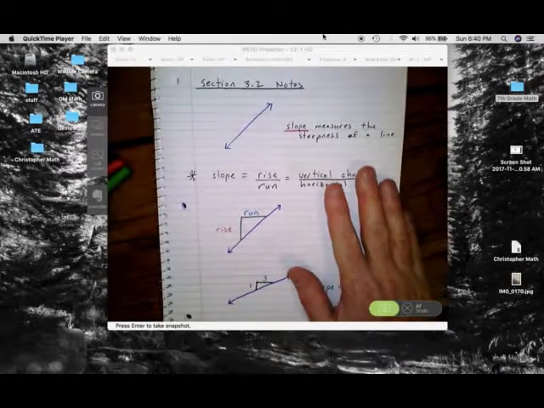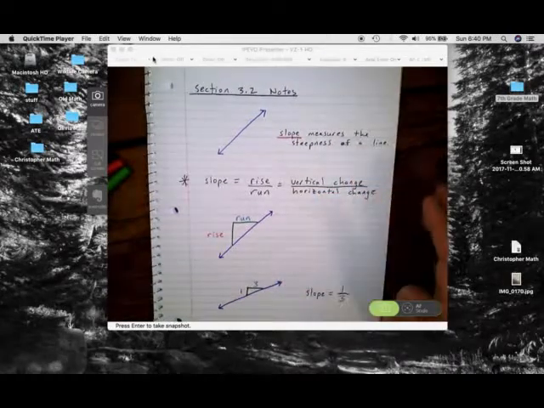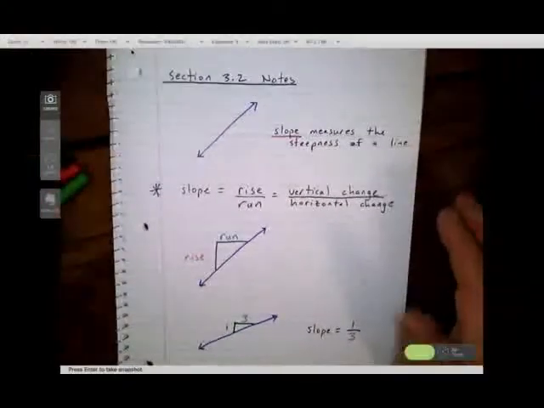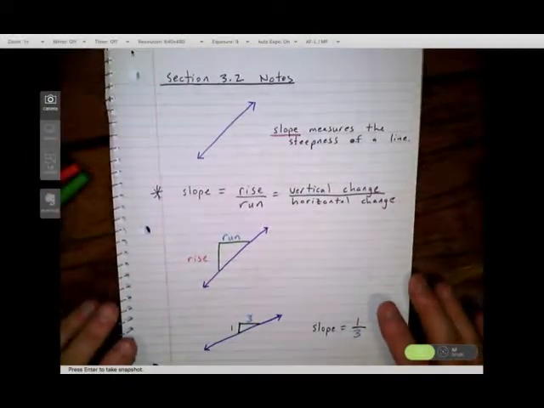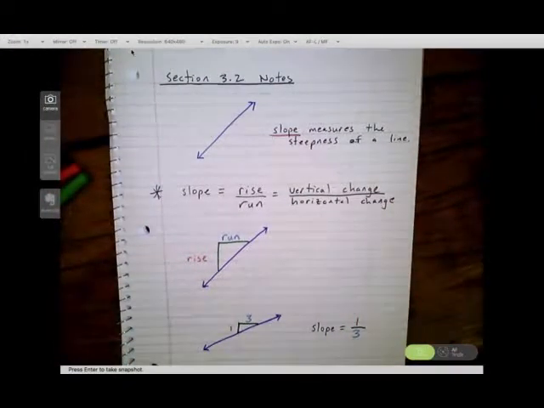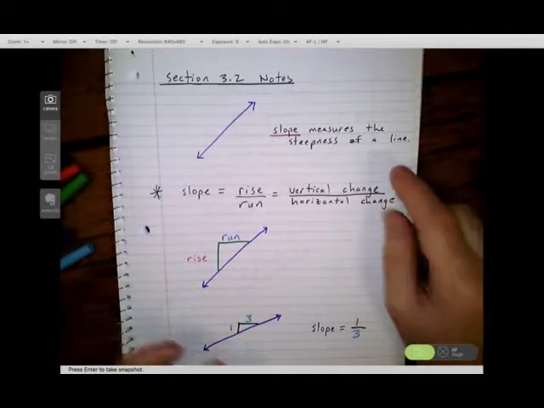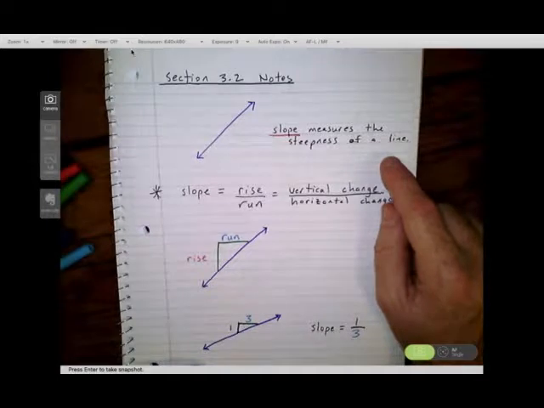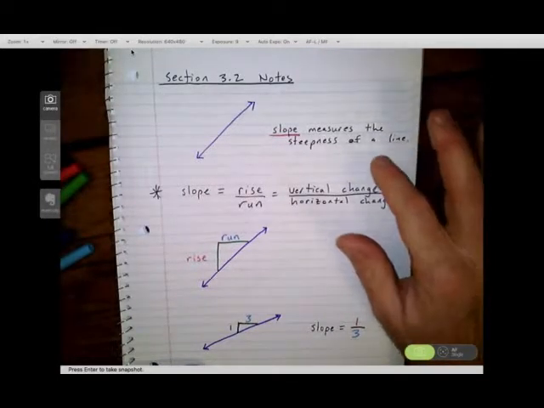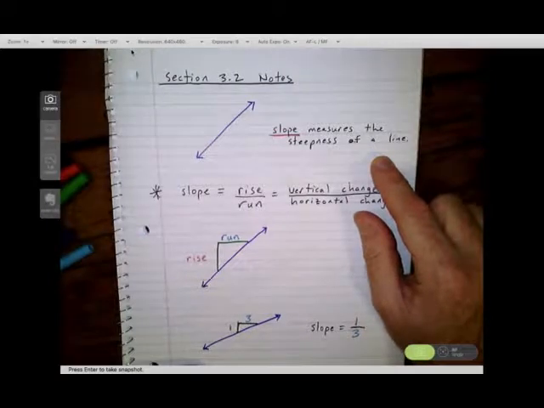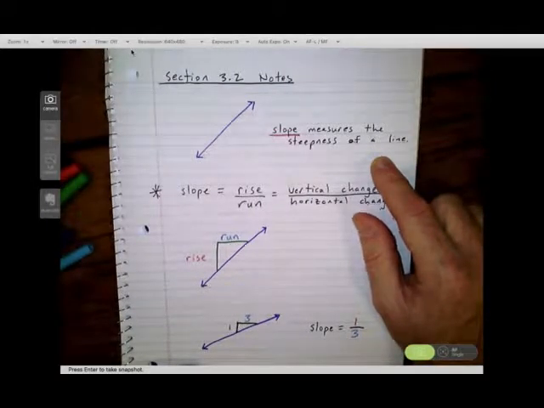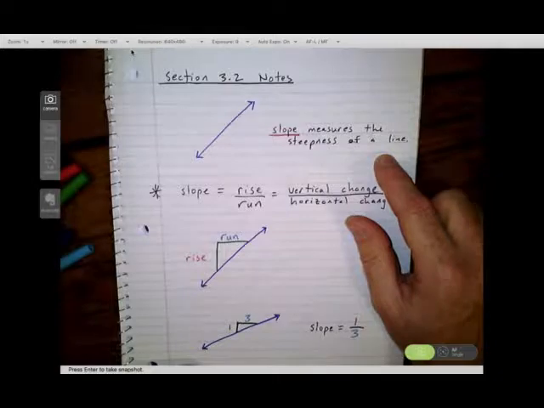All right, here's the notes for section 3.2, and this is a super important concept. This is the concept of slope, which you will see from now all the way through high school math. This is something you'll see lots in algebra and second year algebra, calculus, everything when you talk about slope. It's a really, really, really important concept. And what the slope does is it measures the steepness of a line.